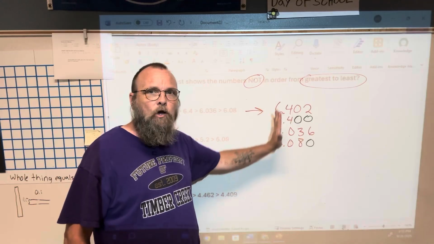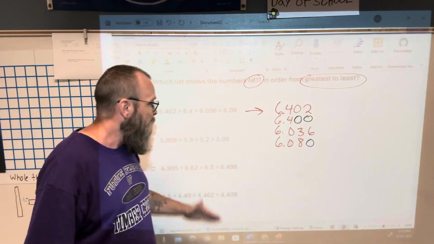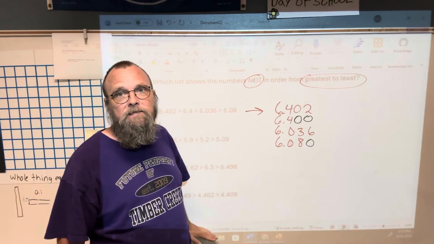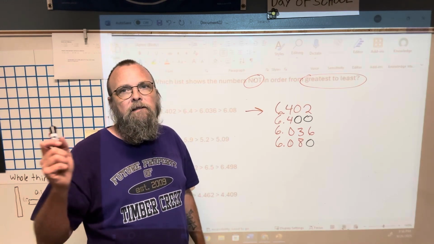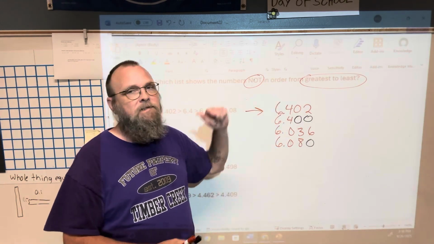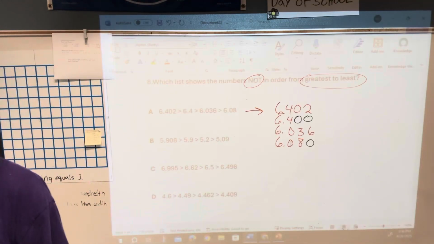But all you've got to do is go one place value at a time. You're going to have to go through all of these until you find the one that is not in the order from greatest to least. Not in the order from greatest to least.